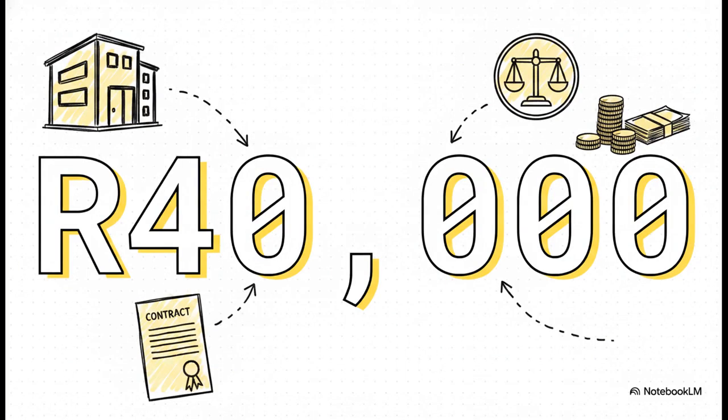Let's anchor this with a practical scenario. Take John, he's our lessor. His lease agreement clearly stipulates that improvements to the value of R40,000 must be made by the tenant. Because of that specific clause, John is taxed on exactly R40,000 in the 2025 year of assessment, regardless of what the lessee actually ends up spending out of pocket.